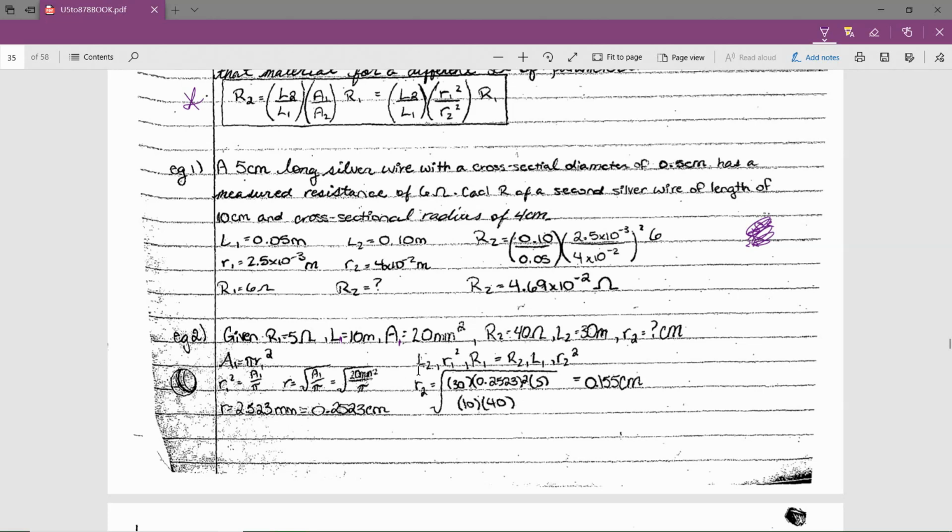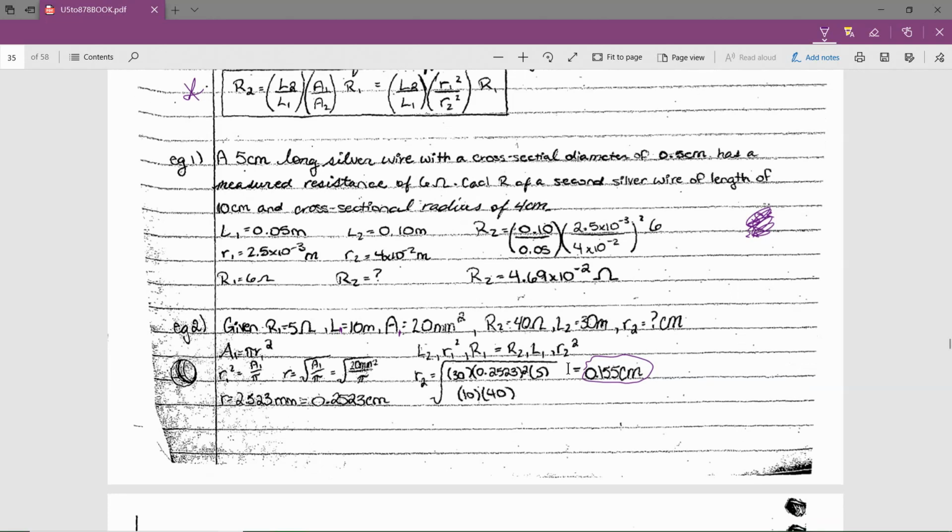Isolate for little r2. I like to cross multiply this equation, so I get L2 times little r1 squared times capital R1 equals R2 times L1 times r2 squared, and then isolate for r2, and I get 0.155 centimeters. So this is the most algebraic way of doing it. Some of you may do intermediate steps to get the answer.